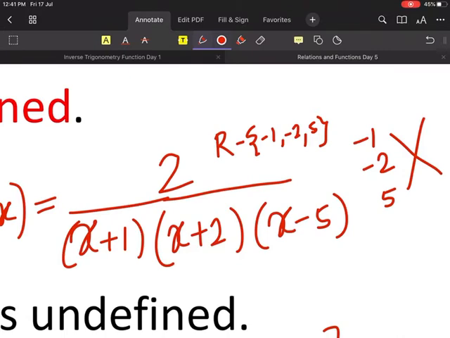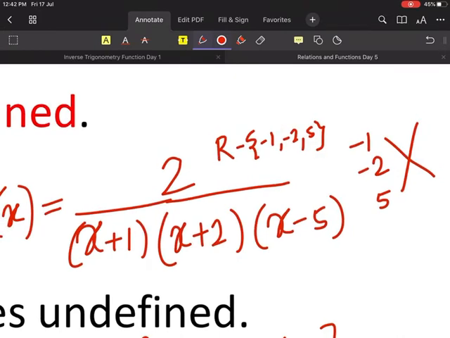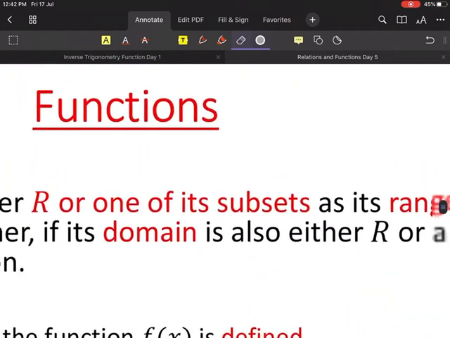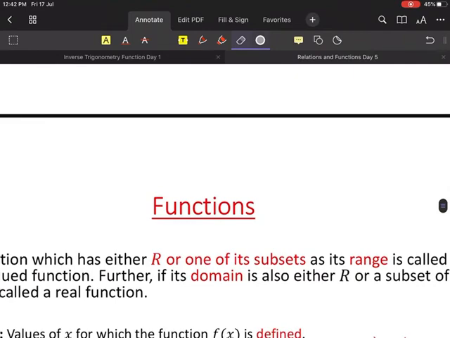Am I clear? What was the definition of domain? All the possible values of x for which the function is defined. Understood? But these three values make the function undefined. That's why I'm rejecting these values. Am I clear? Now we are moving on to the next definition.